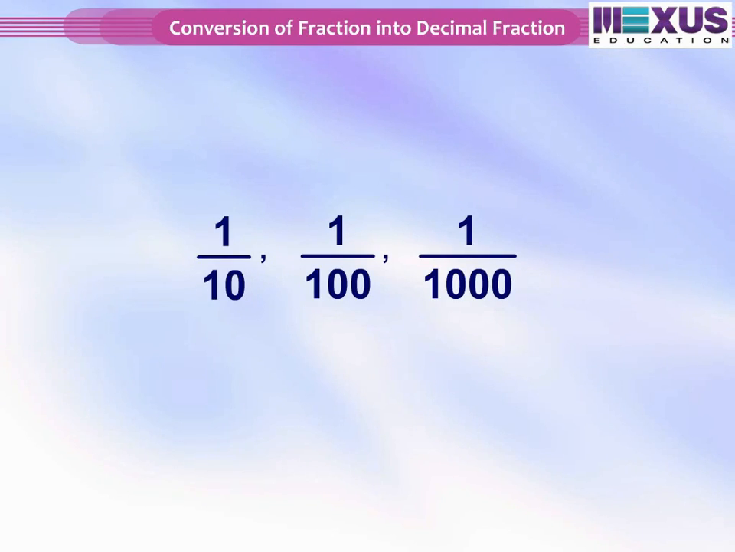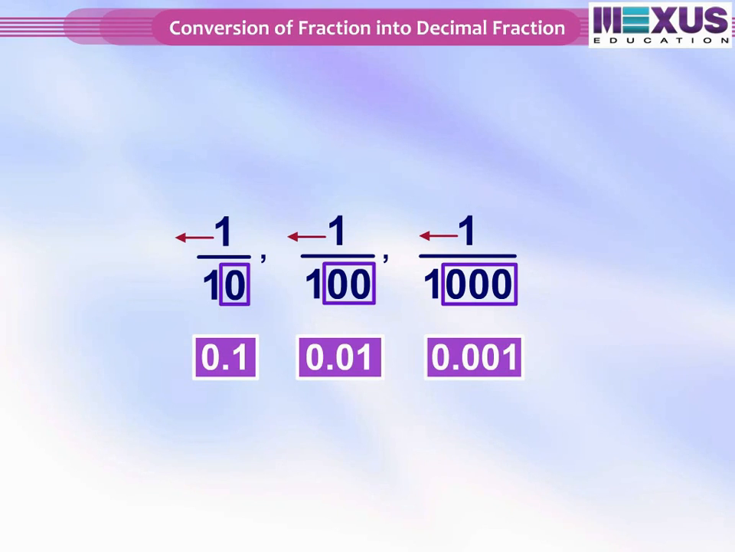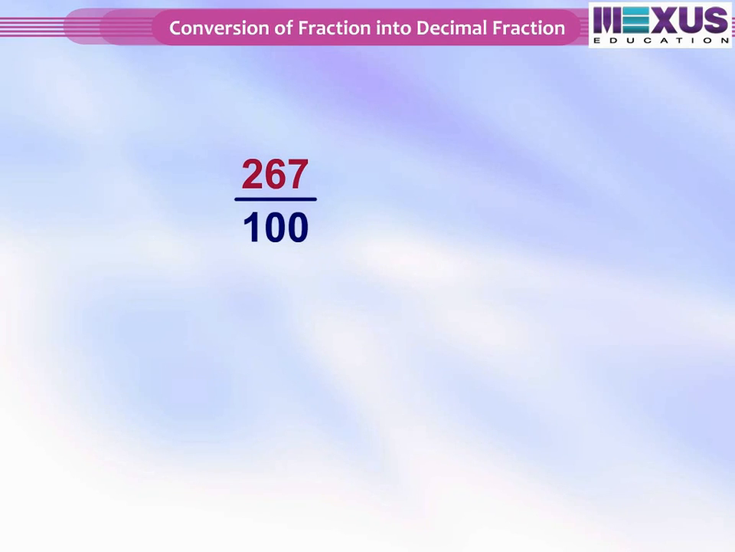When the denominator is 10, 100, 1000, etc., then count from right to left of the numerator of the given fraction and mark the decimal point after as many digits as the number of zeros in the denominator. For example, in 267 by 100, the denominator is 100, which has 2 zeros in it. Therefore, in the numerator 267, mark the decimal point after 2 digits from right to left, that is 2.67.